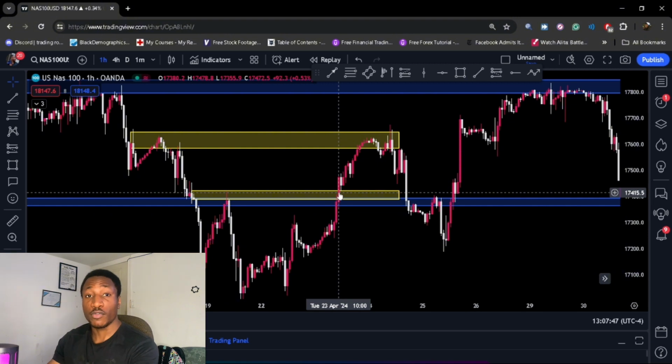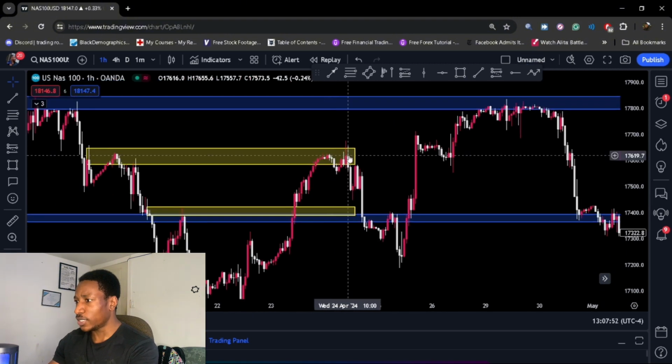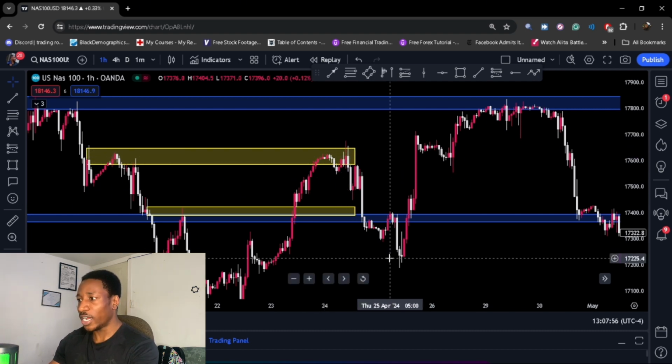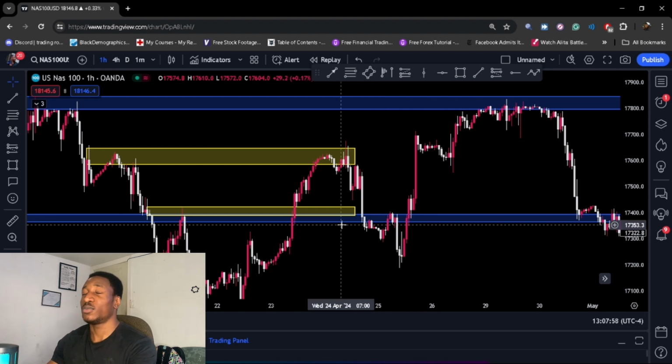So for example, in this area here, price came to this 4-hour supply zone here, and as you can see, it did not reverse, rather it broke and then continued buying. But then in this area here, price came, reached this area, and then for some reason it was just creating wicks before then reversing. Now the reason why it reversed is because of a lot of reasons.